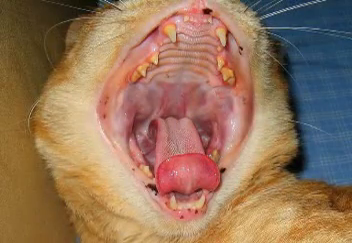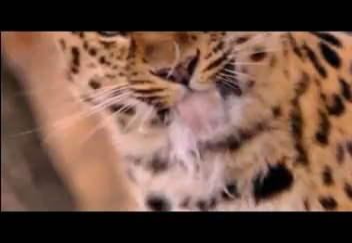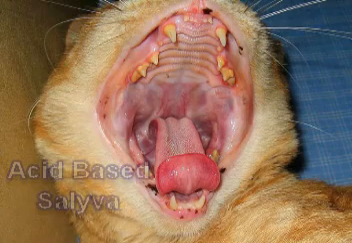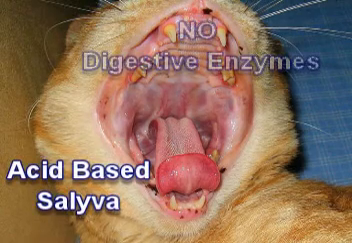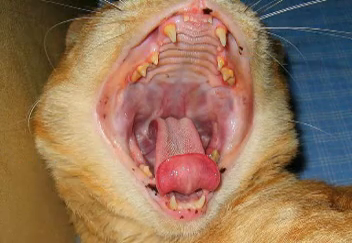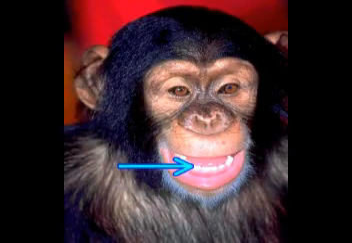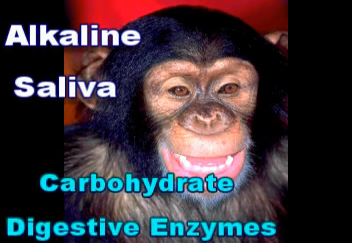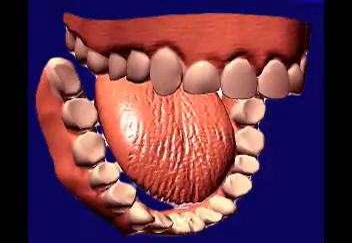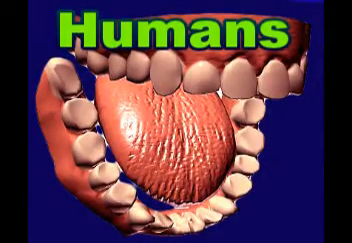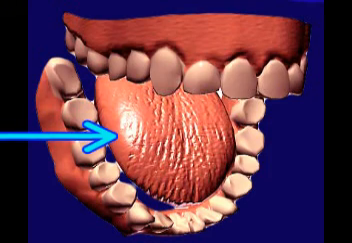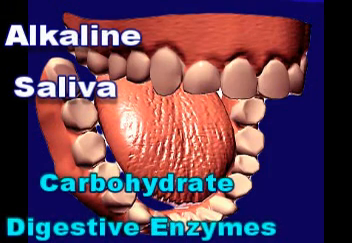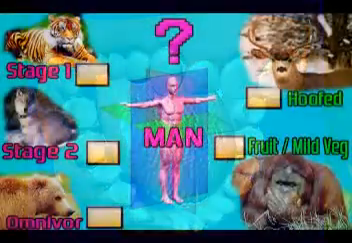The tongue of a carnivore or omnivore is rough, much like sandpaper. This aids in stripping fur from its prey. Carnivores and omnivores have acid-based saliva, which aids in digesting flesh, and they have no digestive enzymes. The tongue of a herbivore, on the other hand, is slick and smooth. Herbivores also have an alkaline-based saliva and carbohydrate digestive enzymes. In comparison, humans have slick, smooth tongues and also have alkaline-based saliva and carbohydrate digestive enzymes, which puts us into both herbivore categories.